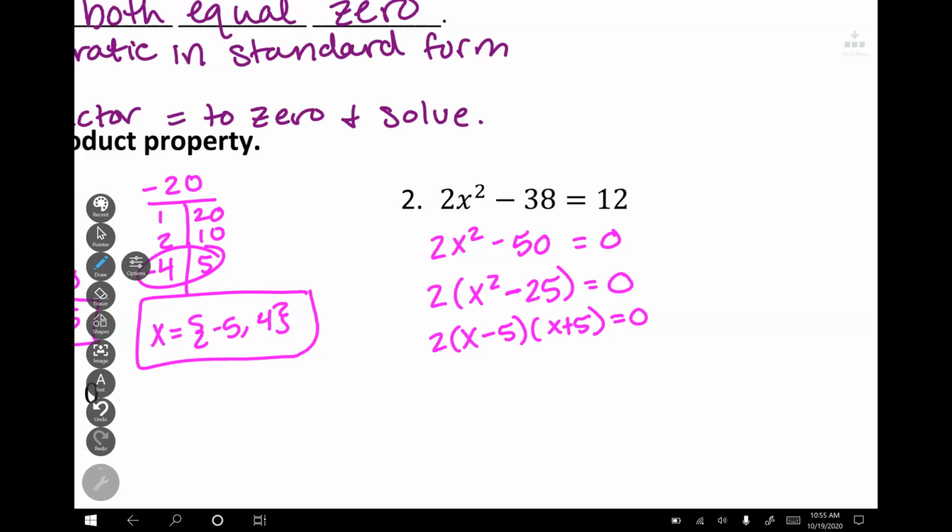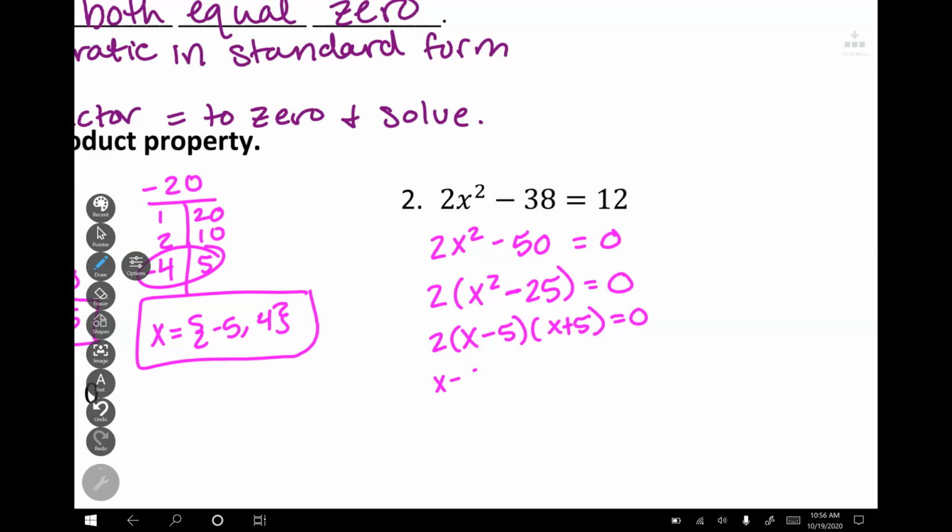Okay, now we'll set each factor equal to 0 and solve. Because this is just a 2 on the outside and not like 2x, we don't need to set that equal to 0, right? 2 equals 0. That's never going to happen, so there's no solutions there. But if there were an x, you would set that equal to 0 and solve. But if there's no x involved in the GCF, then you do not need to worry about it.